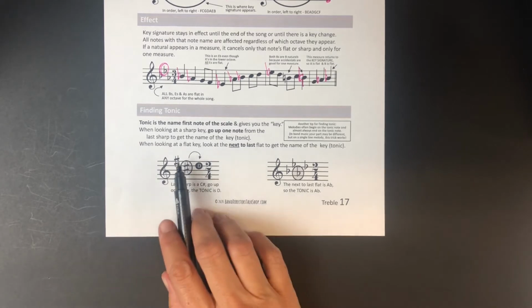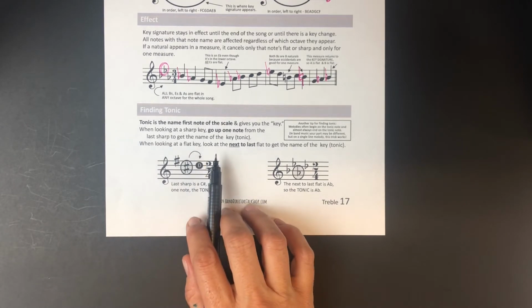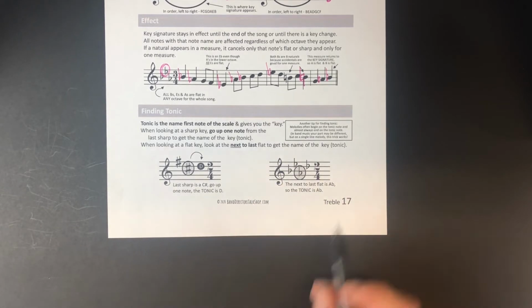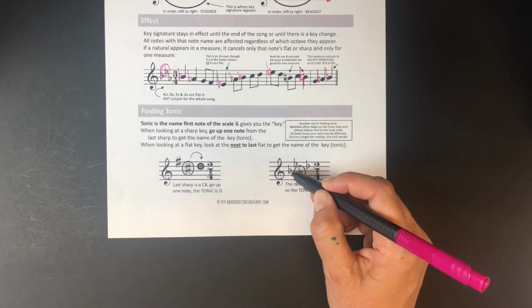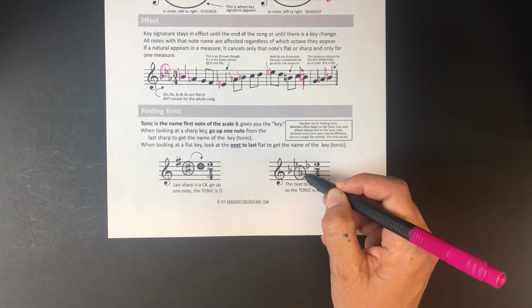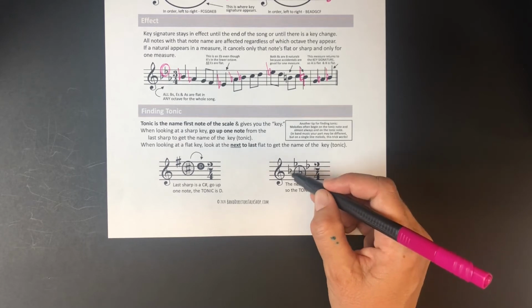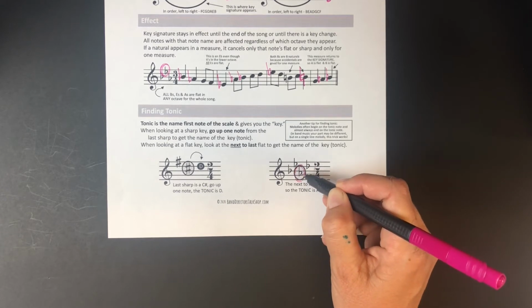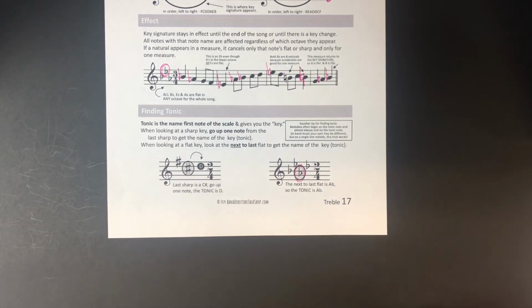Now, when you're looking at a flat key, it's a different rule. The next to last flat gives you the name of the key. So it's actually, I think, even easier because whatever the last flat is, you just go back one, okay? So if there are 4 flats, then you look at the next to last flat right here, and that's an A flat. So that means your tonic is A flat. That's the name of your scale or the name of your key signature, okay?